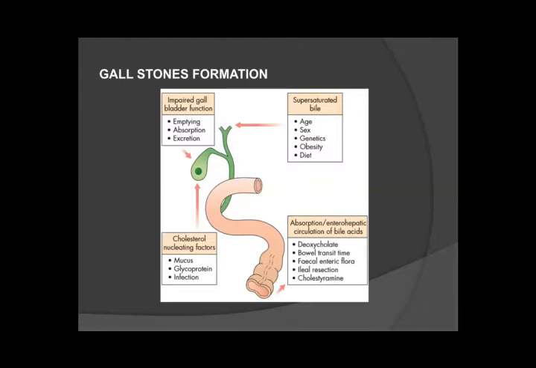Lastly, we are looking at the absorption of bile acids via the enterohepatic circulation. If your normal transit time of bile is disrupted in any way, that can also lead to gallstone formation, along with if a patient has undergone ileal resection. He's not going to have as much absorption of the bile acids through the enterohepatic circulation. That's also going to disrupt the normal flow and hence lead to formation of gallstones.